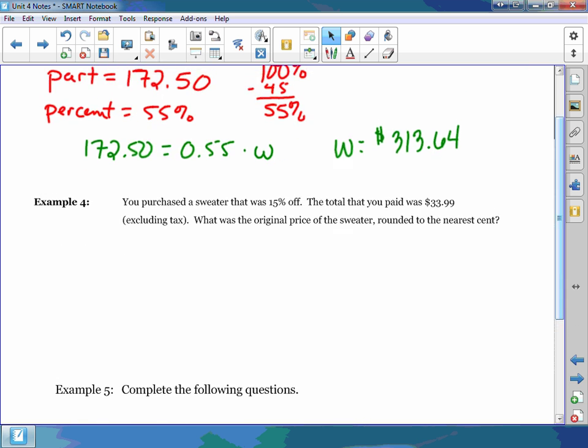All right, purchase a sweater, 15% off. You go into the stores now, you try to buy a sweater, probably going to be on sale. So it's 15% off. The total you paid was $33.99. Don't worry about taxes. What was the original price? It's very similar to the problem up above. So let's see if we can have a higher success rate on this one.